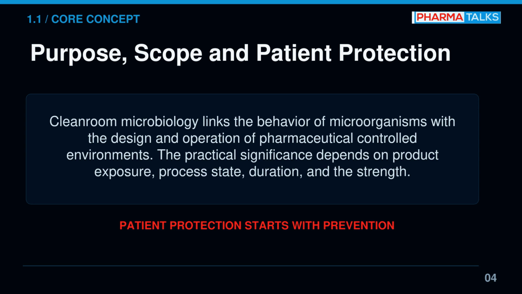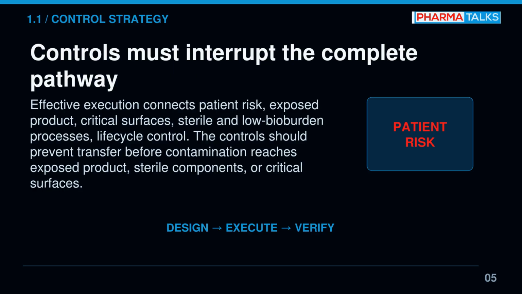Controls must interrupt the complete pathway. Effective contamination control requires us to examine the source, the transfer route, and the vulnerable target at the same time. A preventive control should interrupt the route before contamination reaches exposed product, a sterile component, or a product contact surface. Confidence increases when independent controls break the pathway at more than one point.